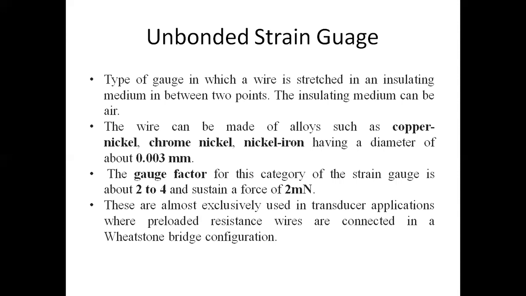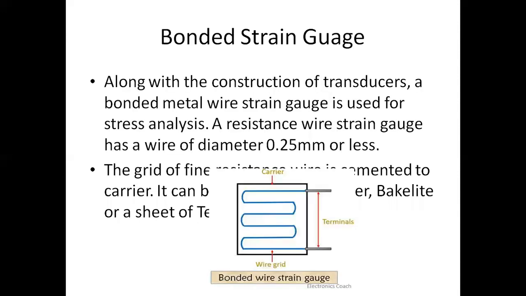They are almost exclusively used in transducer applications where preloaded resistance wires are connected in a Wheatstone bridge configuration. Coming to the bonded strain gauge, a bonded metal wire strain gauge is used for stress analysis. It is a resistance wire strain gauge with a diameter of 0.25 millimeter or less. The grid of fine resistance wire is mounted on a carrier, which can be bakelite or a sheet of terracotta, with carrier terminals, forming the bonded wire strain gauge.